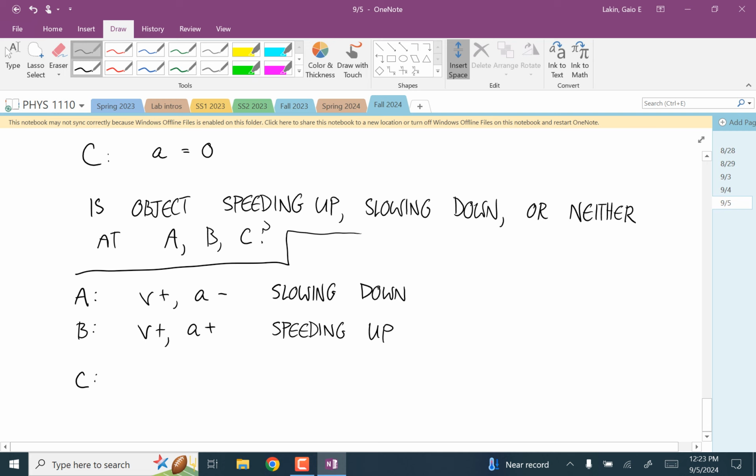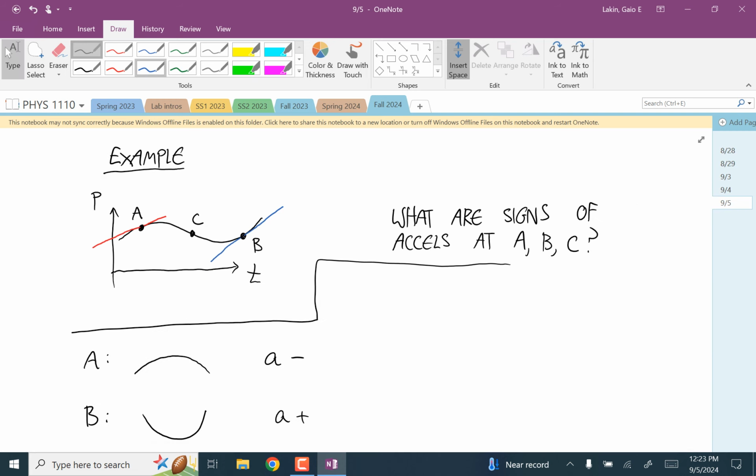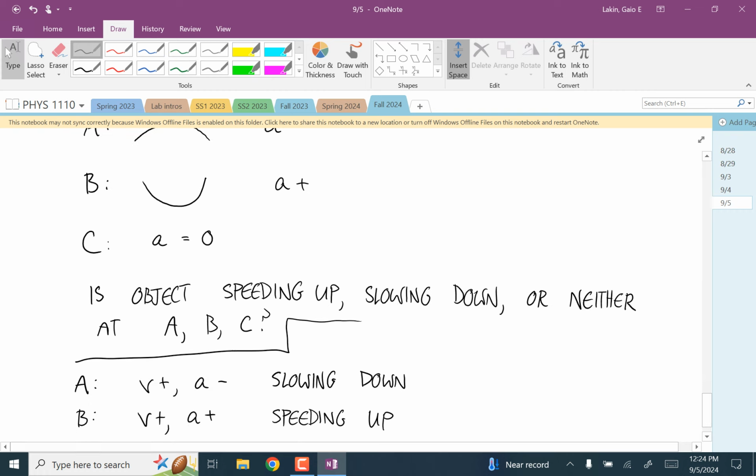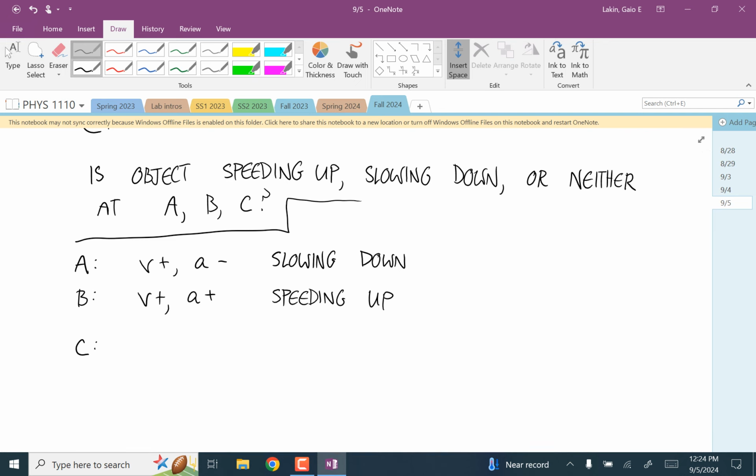And then the last one is C. So at that point C, a tangent line looks like this. Does that have a positive or negative slope? Negative, yep. So for C, we have a negative velocity, a 0 acceleration. And so if the acceleration is 0, the velocity is constant, meaning that the speed isn't changing. So this is no speed change. Any questions about that?